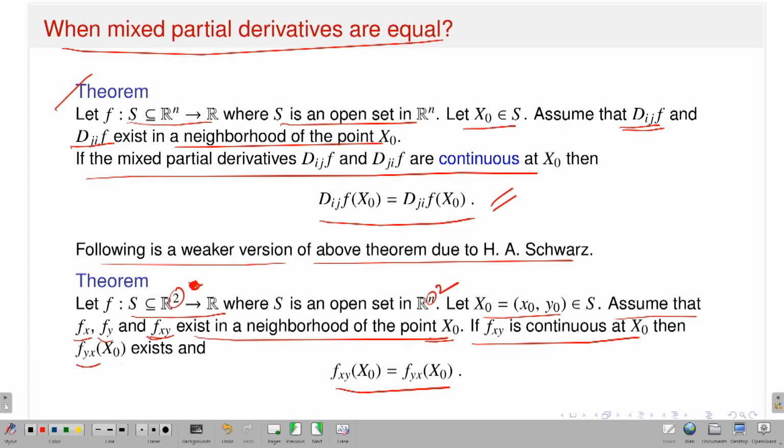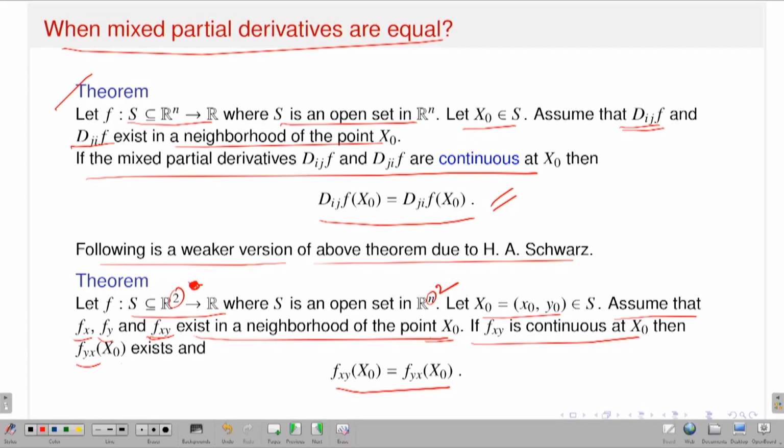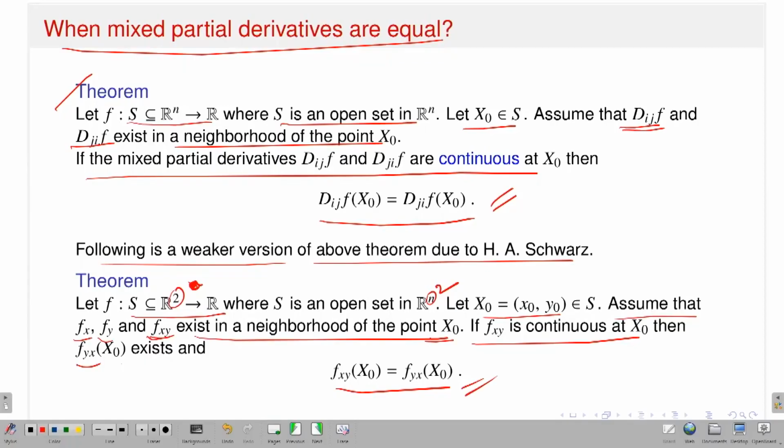So that is why this is much weaker. In a sense, I need the existence of first order partial derivatives and one of the mixed partial derivatives, along with the continuity of that mixed partial derivative. If I have that, it automatically implies the existence of the other mixed partial derivative at the point. Moreover, this value will be the same. So in the first one, I need the existence of all first order partial derivatives along with all second order partial derivatives, and moreover I need continuity. Then only I can talk about the equality of the mixed partial derivatives.